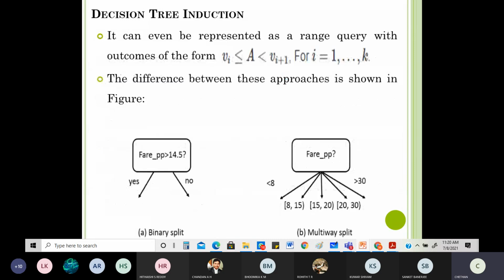Now how do you think it can be represented? It can be represented in a range query. It will be like this. What is the meaning of range query? Between this, yes or no. Between these values, yes or no.